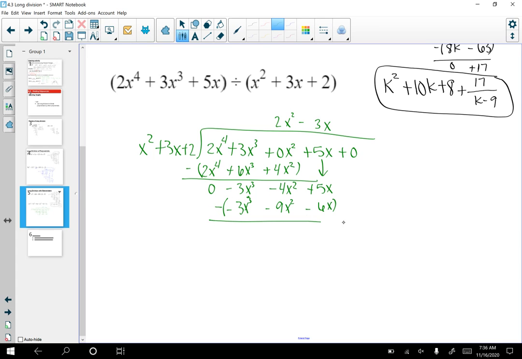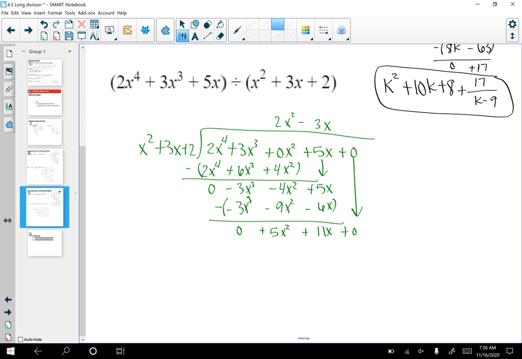Subtracting everything, this is 0, right? Because I distribute my negative. This is negative 4x squared plus 9x squared gives me plus 5x squared. I have 5x plus 6x gives me plus 11x. And I bring down my 0, so plus 0.